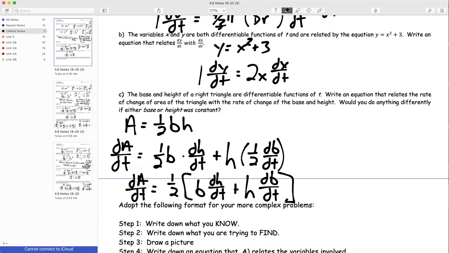However, the second part of this says, would you do anything differently if either the base or the height was constant? And the answer to that is yes. So let's look at that. Let's say that b is constant.